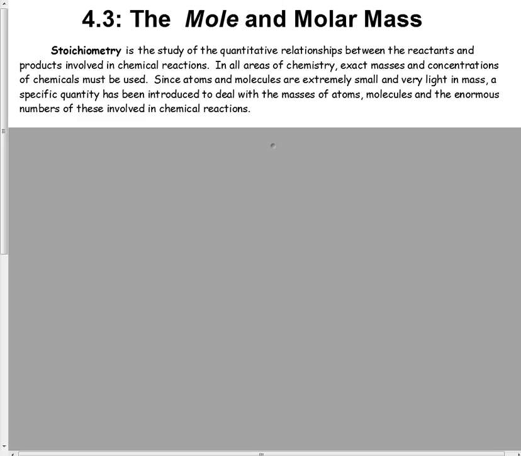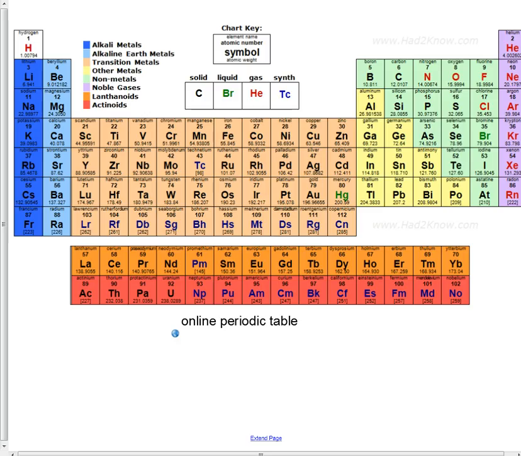Well, we need a unit. We need a quantity that allows us to work with the masses that we already are familiar with, relative atomic masses. Here's a periodic table of the elements. And of course, we have the element symbol. We have this atomic number of protons, but we also have this relative atomic mass, which is in atomic mass units. Now, an atomic mass unit, as you remember, is an extremely small value.